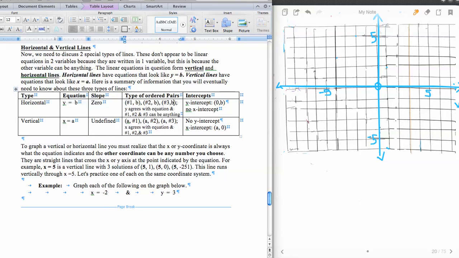And there is no x-intercept except for in the rare case that our equation is y equals 0, in which case it is the x-axis and everything would be an x-intercept, but that's rare.